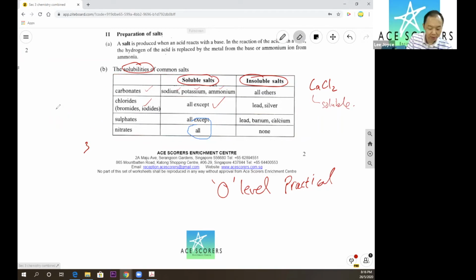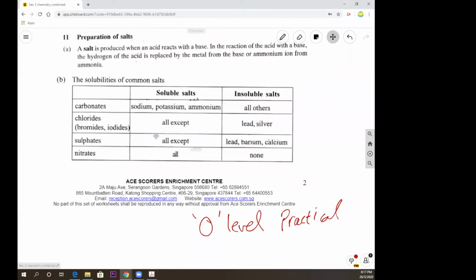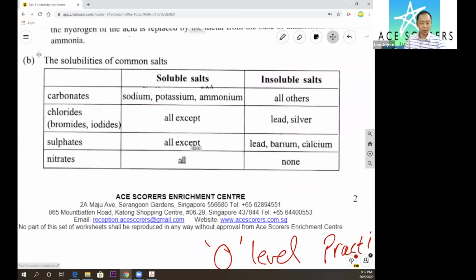You get to memorize all these things. Can you memorize this table? If you don't memorize this table, we can't do any question in this chapter, because all the questions depend on your ability to memorize this. There are only four items: carbonate, chloride, sulfate, nitrate. The rest you don't have to memorize. For O level, you just memorize these four. Can you do that now?